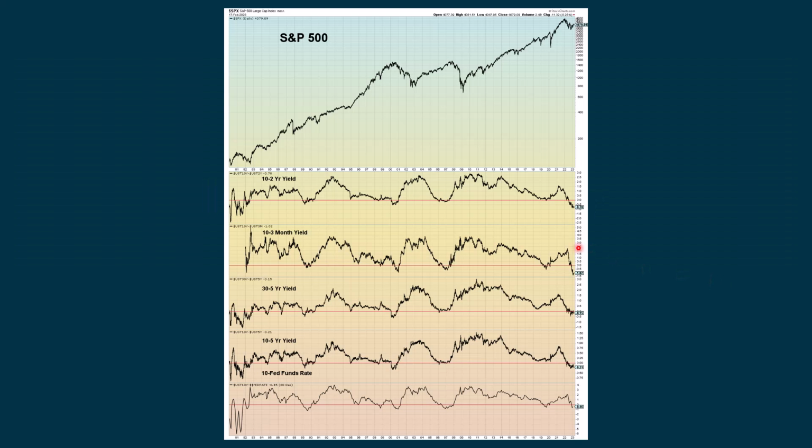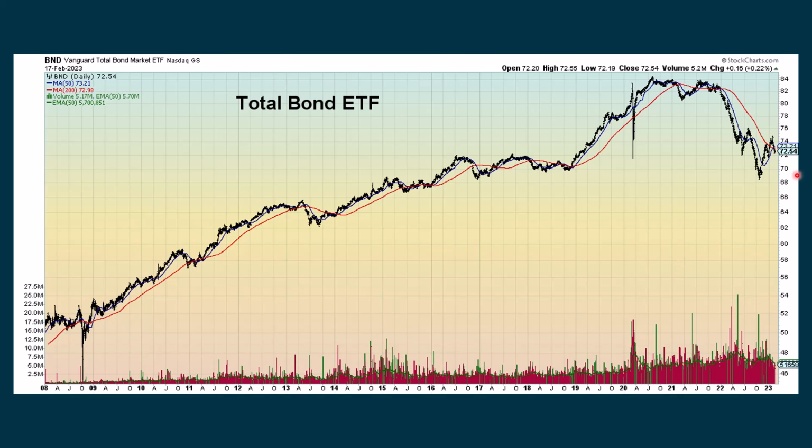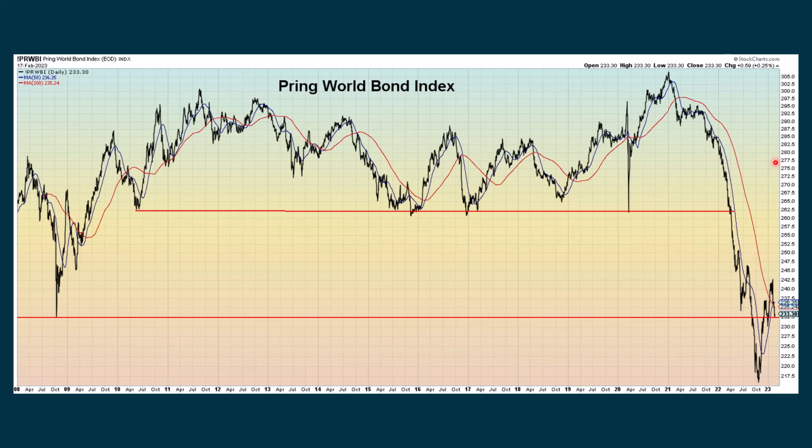Looking at bonds, we have a number of our yield curves that are inverted right now, and I pretty much go through a list of these every day in the daily brief. The total bond ETF is giving us a recent golden cross, although we've seen some weakness this past week as interest rates have gone up and bond prices have gone down. Here's a world bond index, just getting close to giving us a golden cross. We're really getting whipsawed around these moving averages.